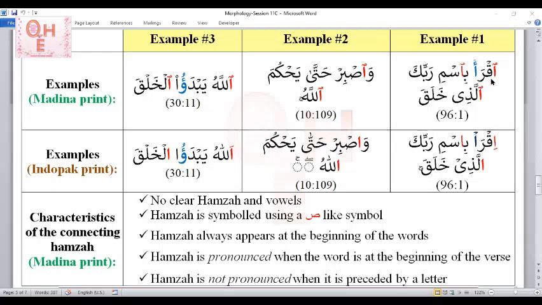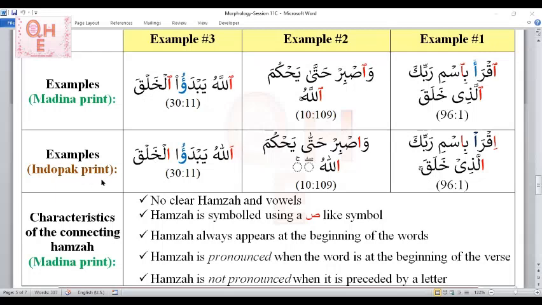The other Hamza, the cutting Hamza, is always pronounced. But this Hamza is pronounced only when it is at the beginning of a sentence or verse, and it is not pronounced when it is preceded by a letter. So this is Madina print.